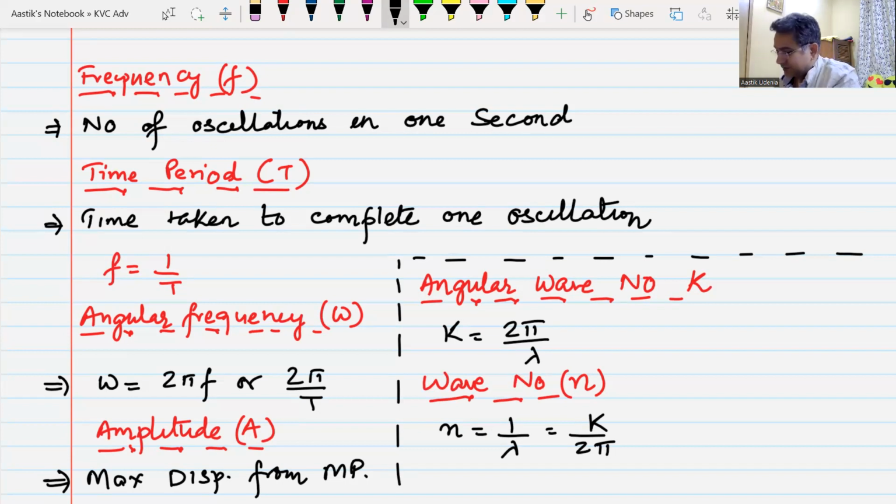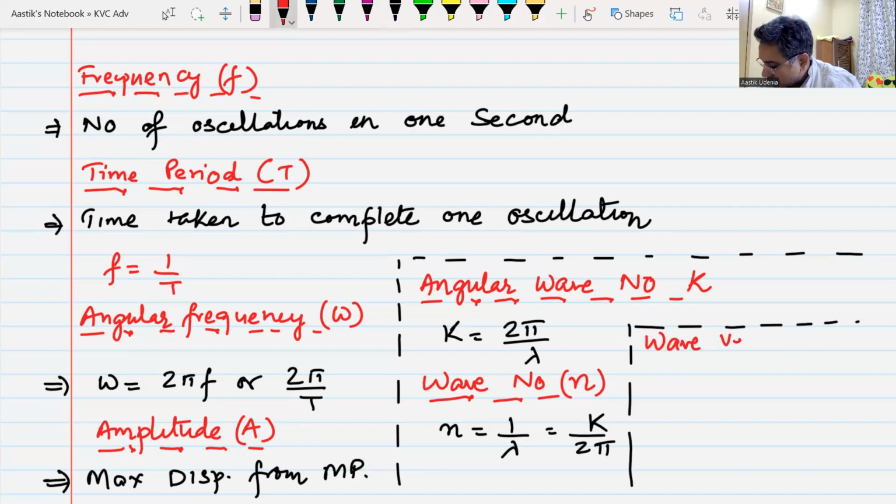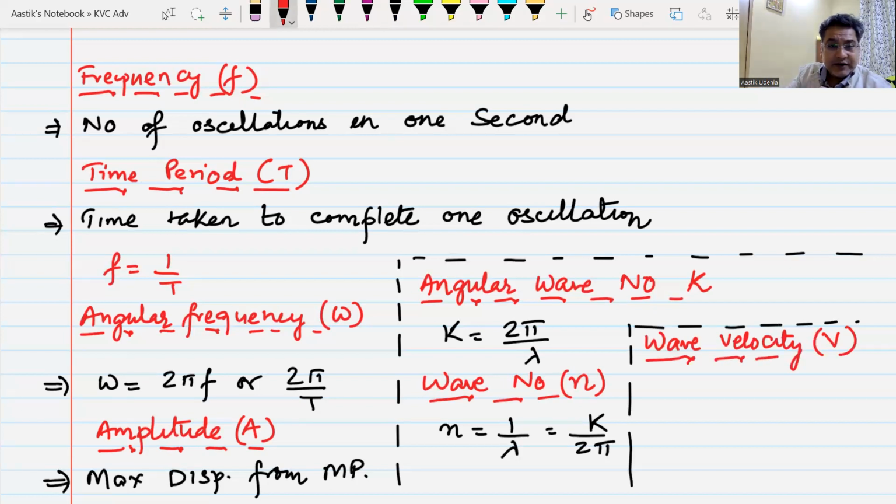Let me just make a small thing here, and I can write the next term. It is known as the wave velocity, which is written as v. Now remember, this wave is going to travel in a medium, and in a medium it will be traveling with some speed. That speed is known as your wave velocity. Now there is a relation between v, f and lambda. We have been using that relation. What is the relation between v, f and lambda? V is equal to f lambda. Do we remember this relation?